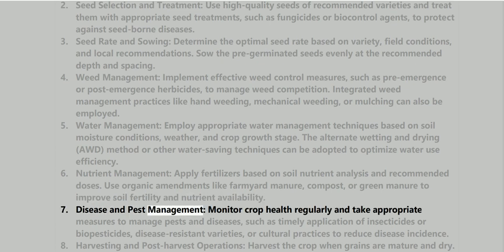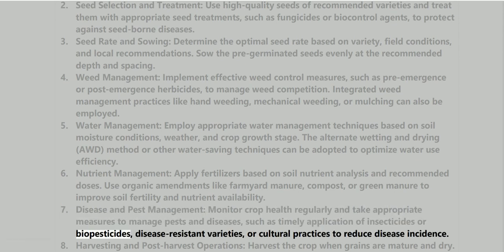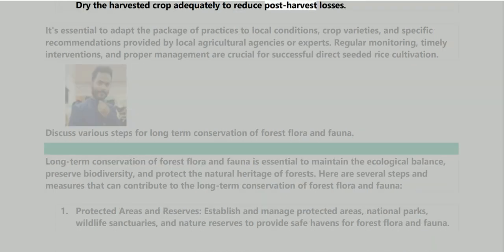7. Disease and pest management. Monitor crop health regularly and take appropriate measures to manage pests and diseases, such as timely application of insecticides or biopesticides, disease-resistant varieties, or cultural practices to reduce disease incidence. 8. Harvesting and post-harvest operations. Harvest the crop when grains are mature and dry. Dry the harvested crop adequately to reduce post-harvest losses.